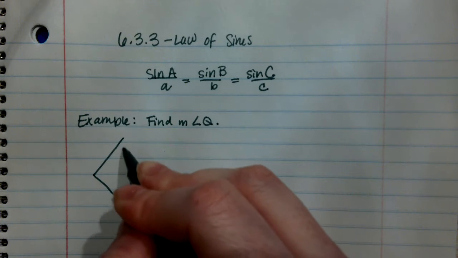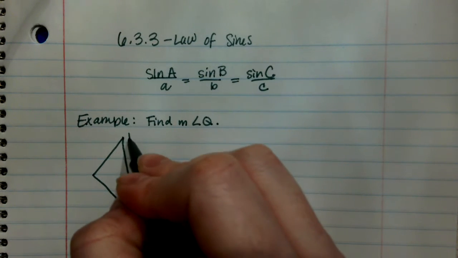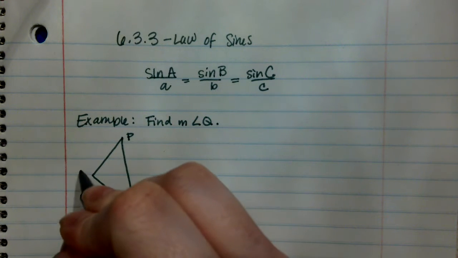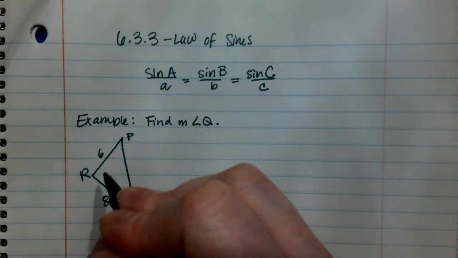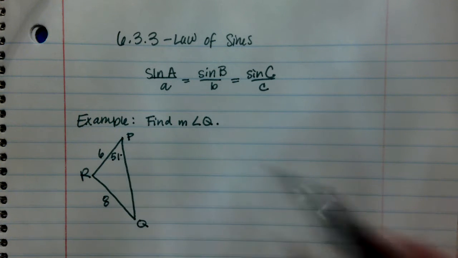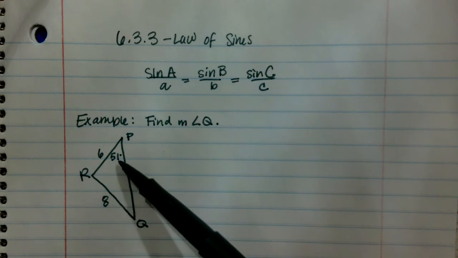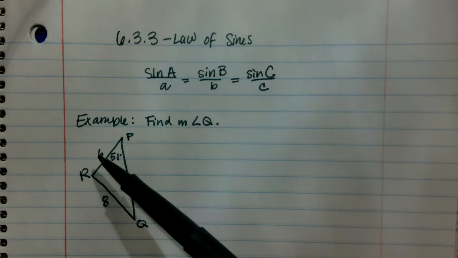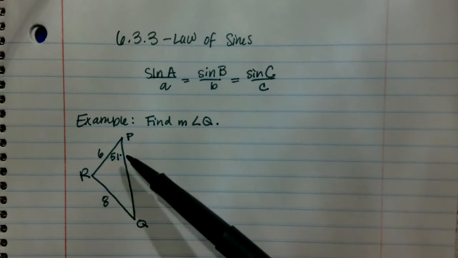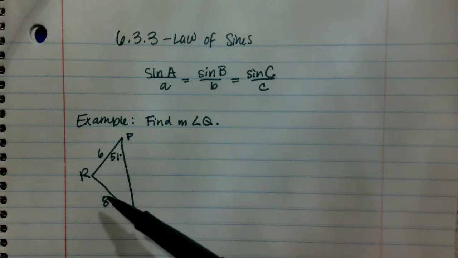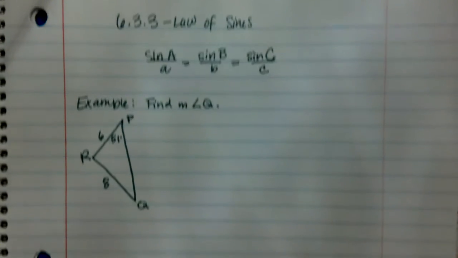And we have this triangle, PQR, and we have some given information. And notice this one is SSA, not SAS. And so in this case, we do want to use the law of sines. If the 51 was in between the 6 and the 8, we would probably use the law of cosines.